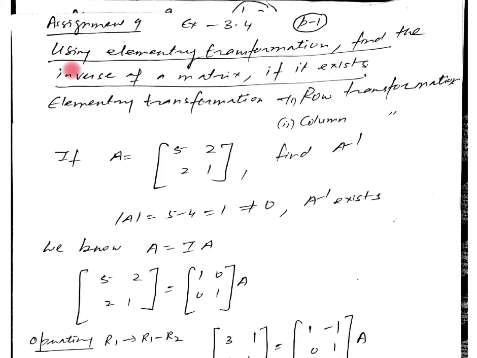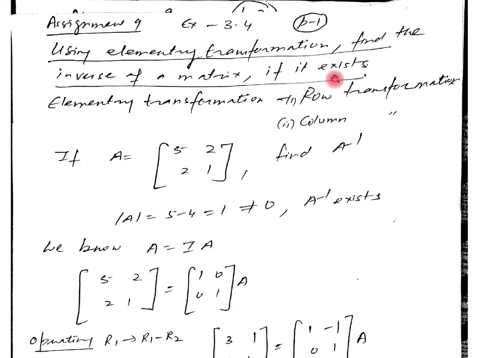Now, I am coming back to exercise 3.4 that we left earlier because at that time we didn't know the meaning of the inverse of a matrix. Now we know the inverse of a matrix. Now I'm again going to consider the question of this exercise 3.4. Here, using elementary transformation, find the inverse of a matrix if it exists.